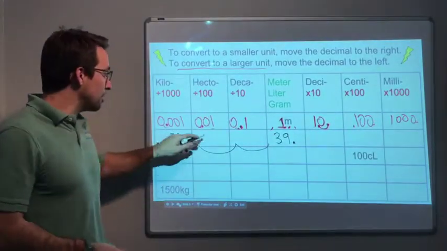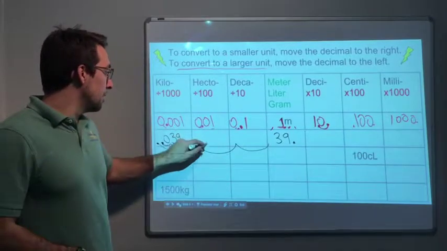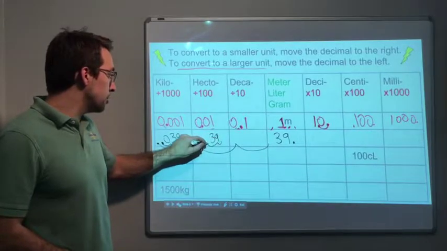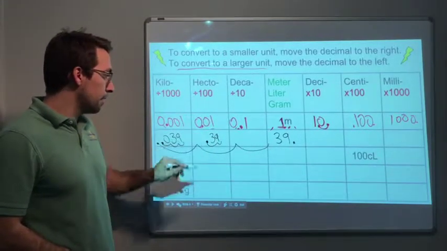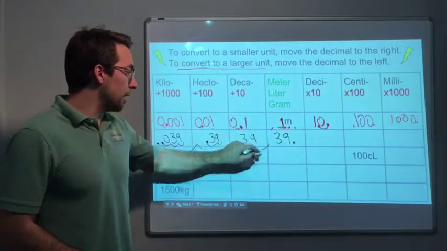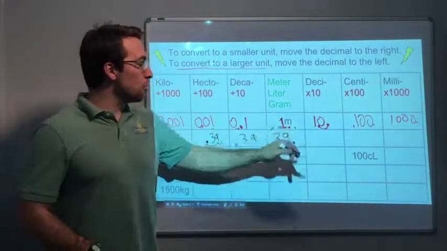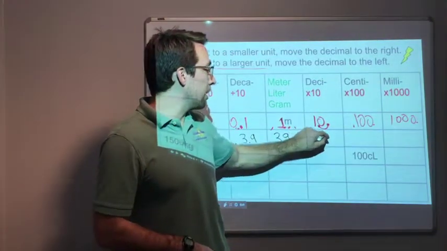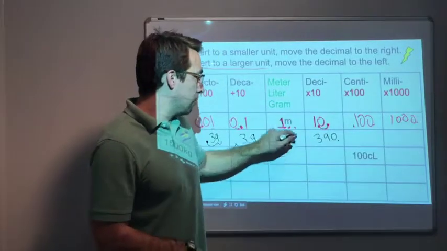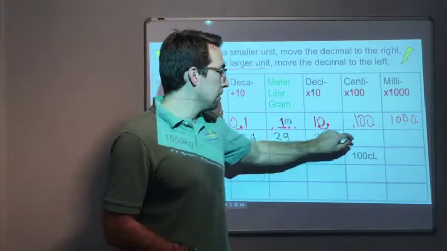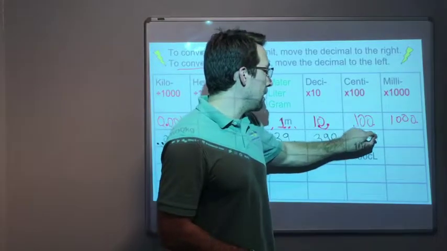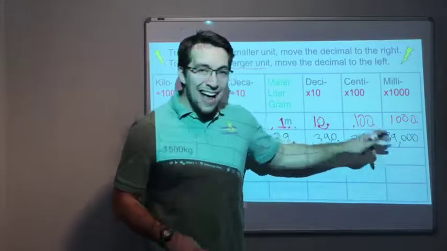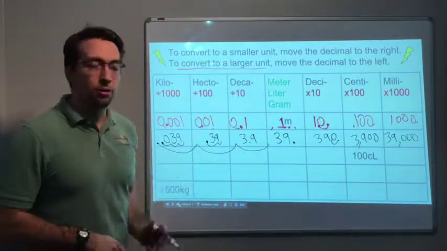It's awesome. Now watch this. For hectometers, it's going to only move 2 places. 39. Started here. 1, 2, right? And then this is going to be 3.9. Do you see how the decimal is moving each column? How many decimeters are in 39 meters? 390. Right? We're moving it 1 time. So right here to here. 3,900. 39,000. There are 39,000 millimeters in 39 meters.